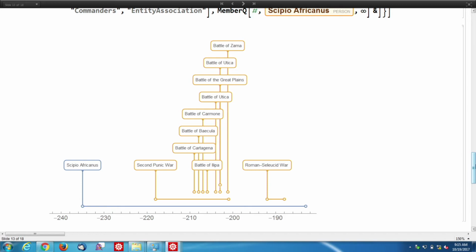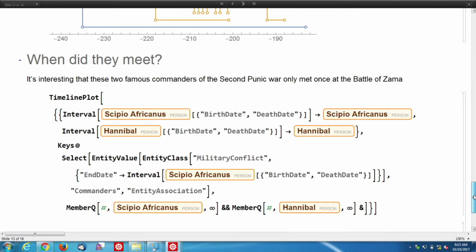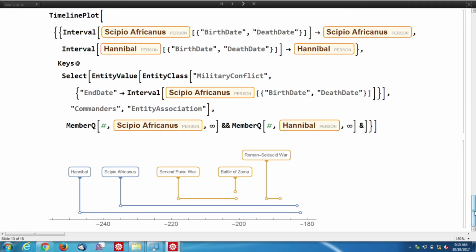The battles he participated in. Much the same analysis as with Hannibal. And we can do a lookup to see when these two generals meet. Basically, the wars and one battle. It's curious, the two greatest generals in the war only met once.